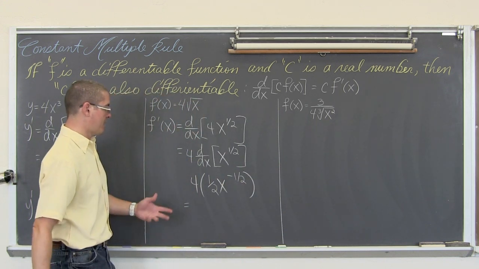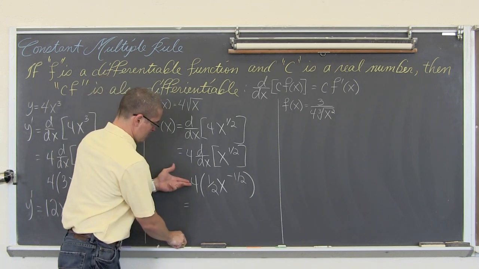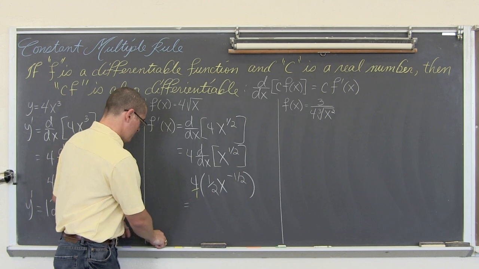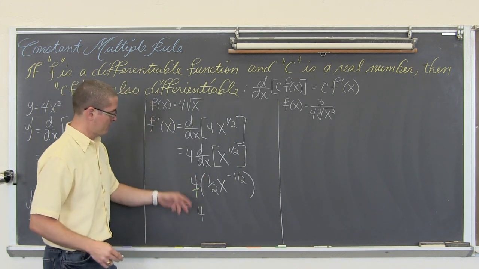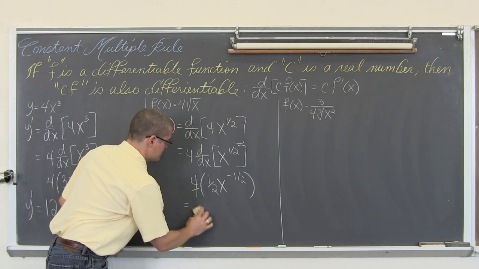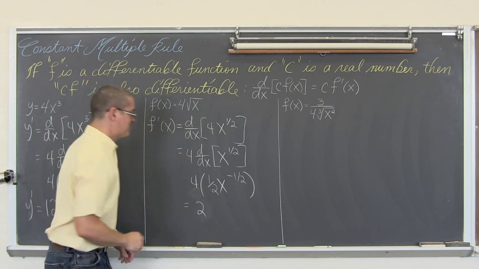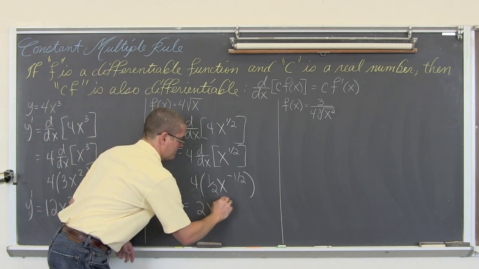And that means that we're going to have 4 over 1, so 4 times 1 is equal to 4. Actually, I could take the 4 and reduce it, huh? That's kind of silly. How about we just say that 4 times 1/2 is 2? And we have 2x to the negative 1/2 power.